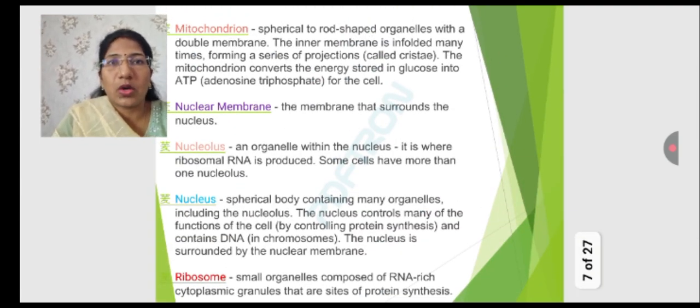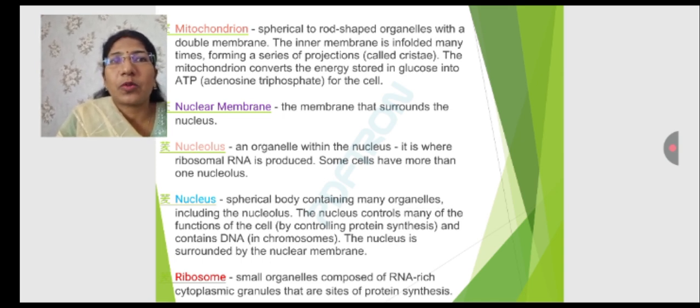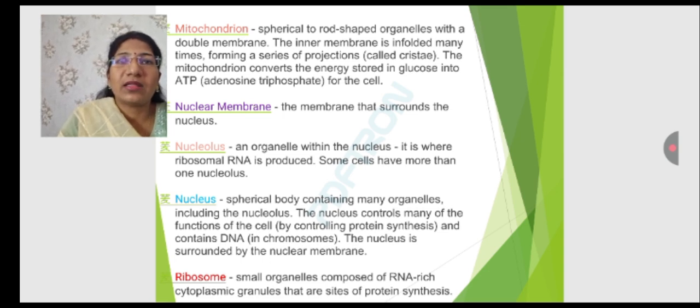Then I have told you the function of mitochondria. It is always asked in objective questions or fill in the blanks. Write down the function of mitochondria, or "blank is the powerhouse of energy." The answer is mitochondria. Mitochondria are spherical to rod-shaped organelles with a double membrane. The inner membrane is infolded many times, forming a series of projections called cristae. The mitochondria convert the energy stored in glucose into ATP, that means adenosine triphosphate, for the cell.